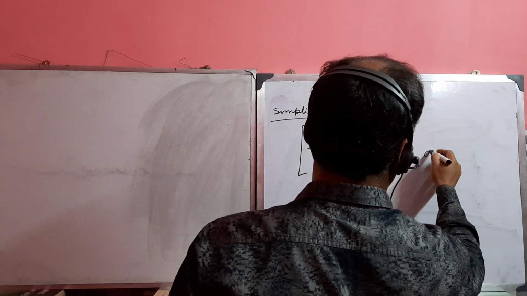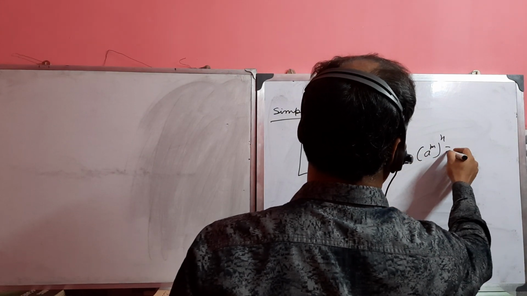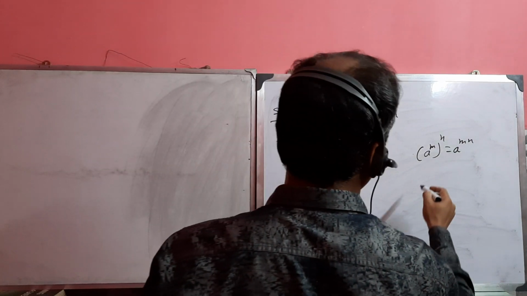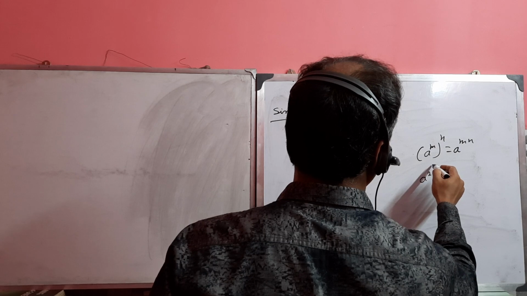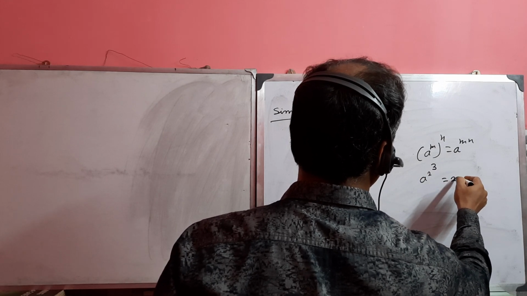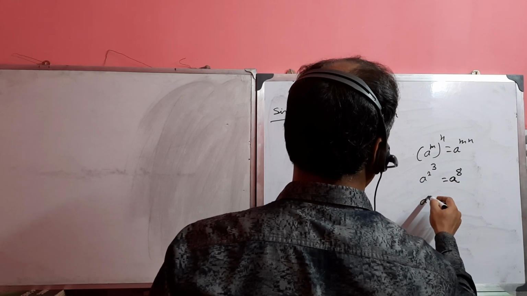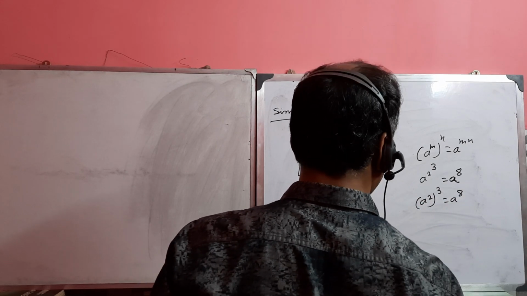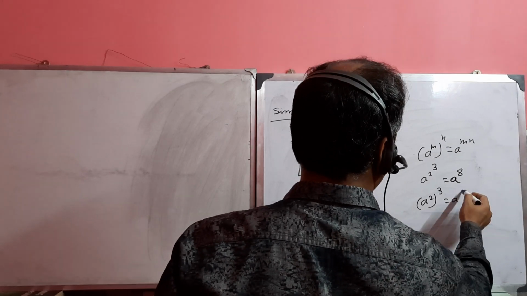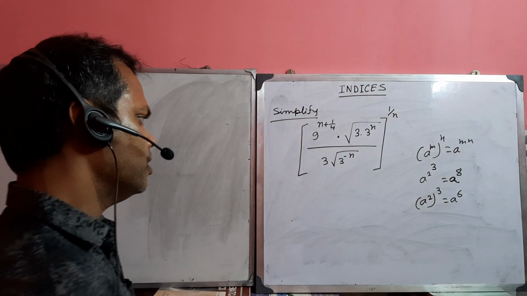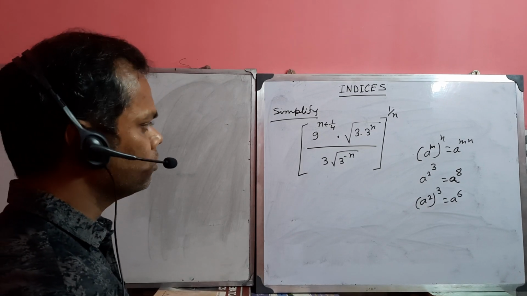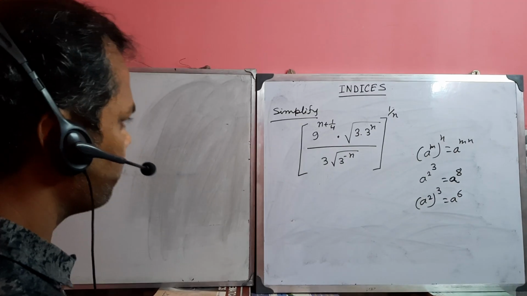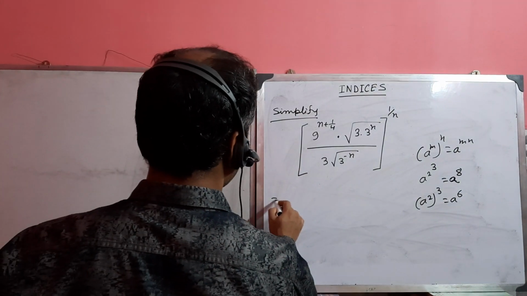There is a property: a to the power m whole to the power n equals a to the power mn. One thing you have to remember: a to the power 2 whole to the power 3 is a to the power 6, but a to the power 2 to the power 3 without a bracket is a to the power 8. If there is a bracket, then the powers are multiplied. If there is no bracket, then 2 to the power 3 is just multiplication 2, 3 times, so it becomes a to the power 8.